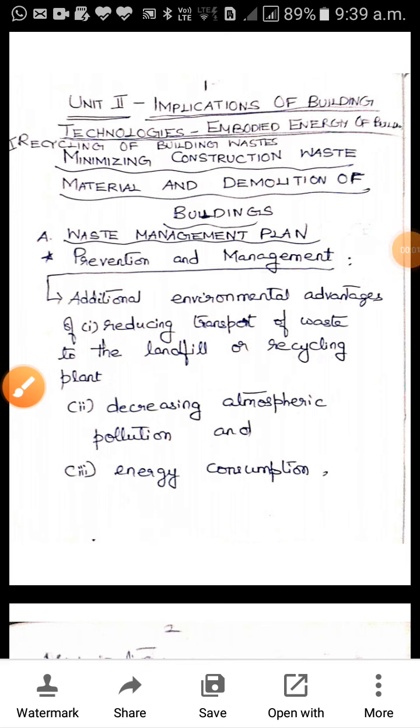Good morning, students. So today we'll see Unit 2, Implications of Building Technologies, Embodied Energy of Buildings. In that you have a topic, Recycling of Building Waste. So we'll start with that. That is quite a simple topic.